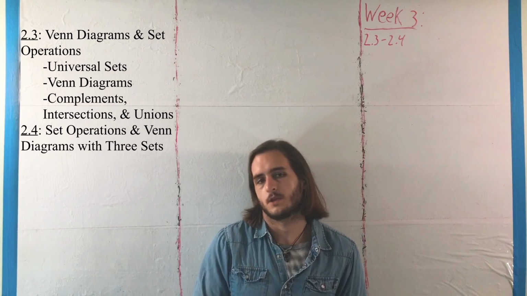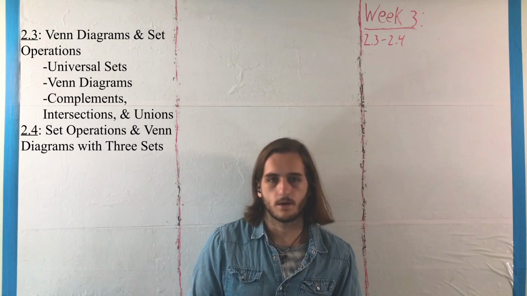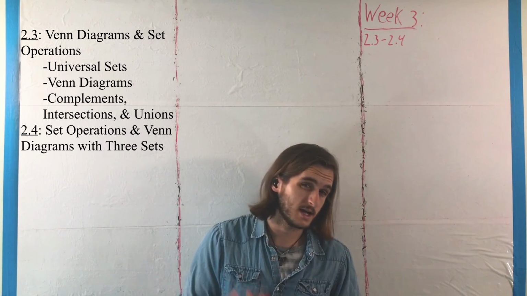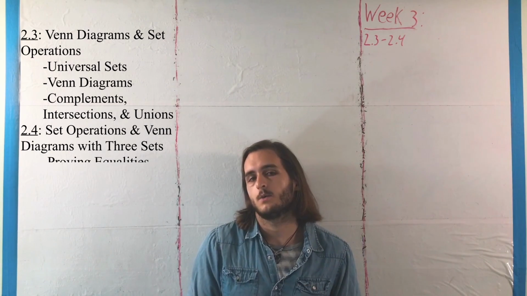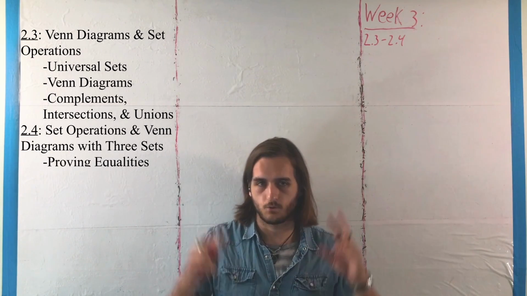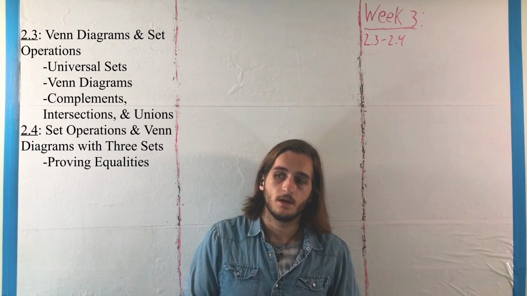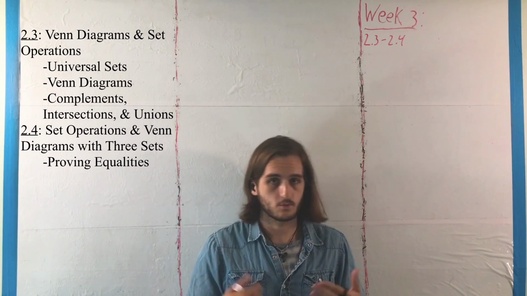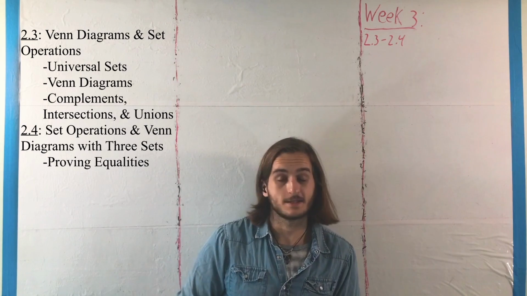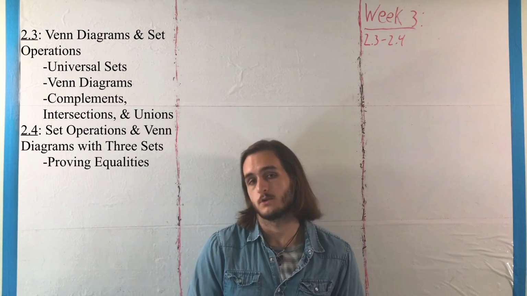and add in another layer of complexity by talking about them with three sets. So we're going to be seeing Venn diagrams with three sets and the different operations with three sets, as well as how we can prove different rules about sets. In particular, we're going to look at what is called De Morgan's law or De Morgan's rules, depending on exactly who says them and when, but that's something we're going to be getting into here as well.